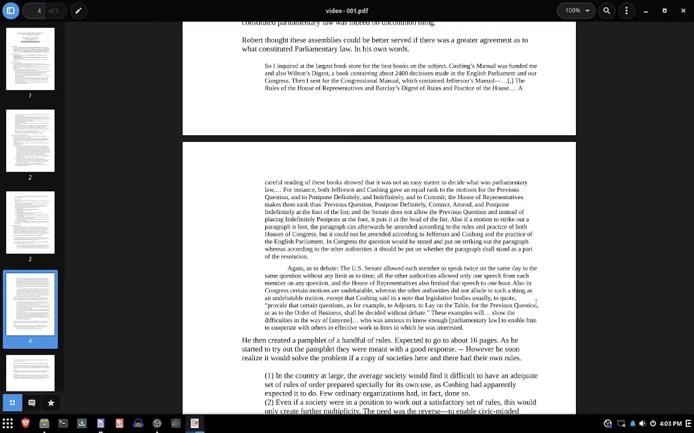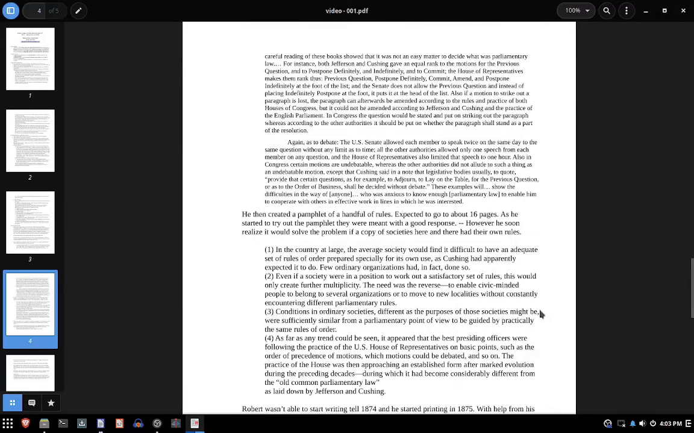These examples will show the difficulties in the way of anyone who was anxious to know enough parliamentary law to enable him to cooperate with others in effective work in lines in which he was interested. So you can see there's a few problems with that. We don't have a clear example of what is and is not acceptable. Our authorities on the subject disagree with each other, and it leads to a bunch of confusion.